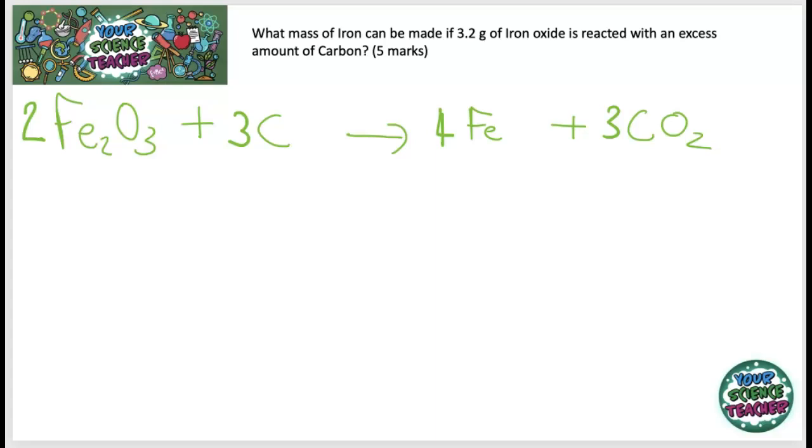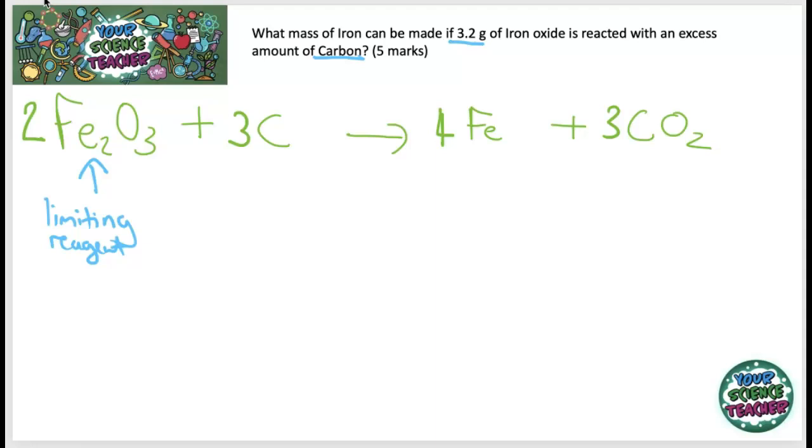It says, what mass of iron can be made if 3.2 grams of iron oxide is reacted with an excess amount of carbon? What it means by an excess amount of carbon is that you add more than is just needed for the reaction. This means that the iron oxide can be called the limiting reagent. This means that this amount is limiting how much product we are making.